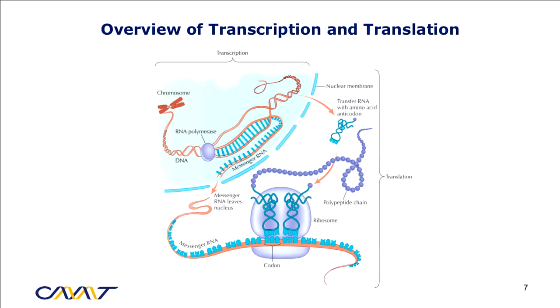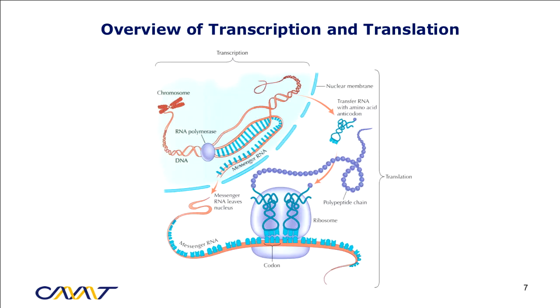But the overall picture here is that you have your DNA, and then you have something called the RNA polymerase enzyme, that makes complementary copies of the DNA. This process itself is called transcription, and the copies themselves are called messenger RNAs.